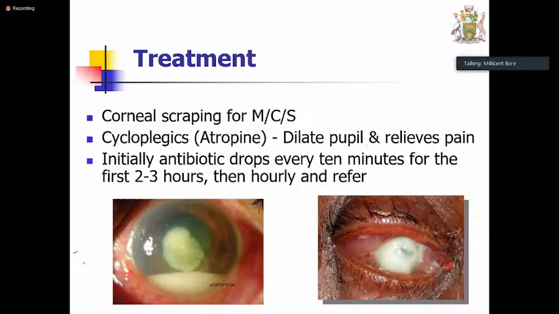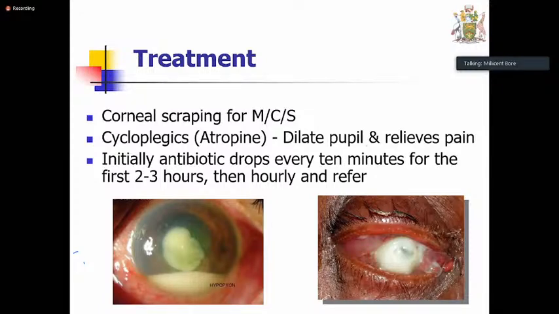So when you're investigating a patient who has a corneal ulcer, you need to do corneal scraping. We normally use a blade. You put local anesthesia and you take a sample from the cornea. We take this sample for microscopy, culture, and sensitivity. In the meantime, after you've done that, the patient needs to be on cycloplegics. This helps to relax the eye muscles and dilate the pupil. So this relieves pain. Examples of cycloplegics are atropine and cyclopentolate.